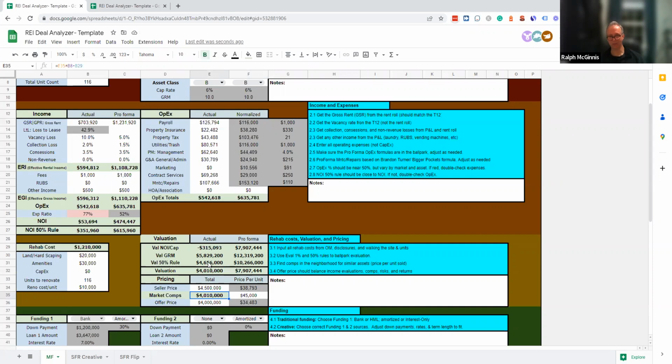But our 50% rule says 4.6. Our GRM says 5.8. This one you can't even use. So you might start with the 4 mil. You might go with the 50% rule. I wouldn't go with the highest necessarily.